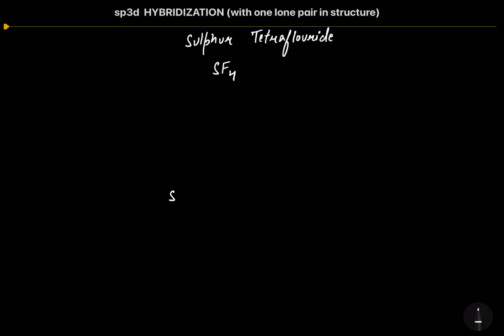So I'm writing sulfur over here, one fluorine over here, another fluorine over here, third fluorine over here, and the fourth fluorine over here. Now let's talk about the sulfur. The atomic number of sulfur is 16, so its configuration will be 2, 8, 6. That means sulfur is going to have 6 electrons in its valence shell. Now let's mark those 6 electrons around the sulfur: 1, 2, 3, 4, 5 and 6.